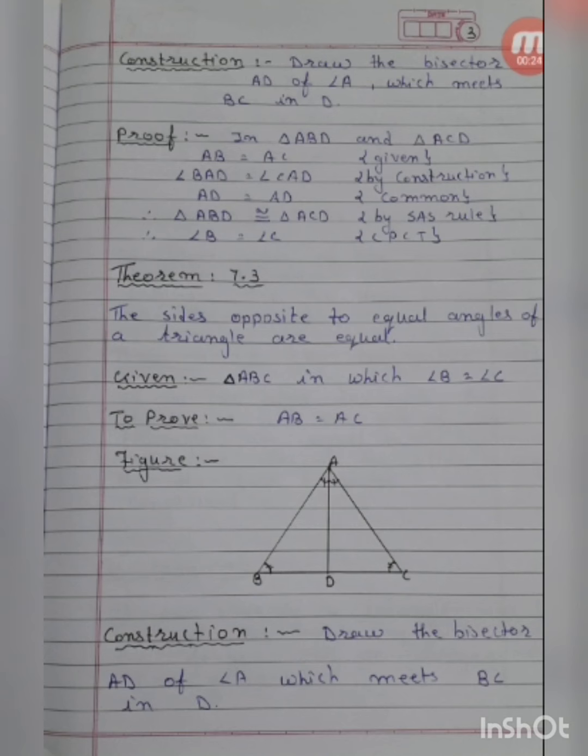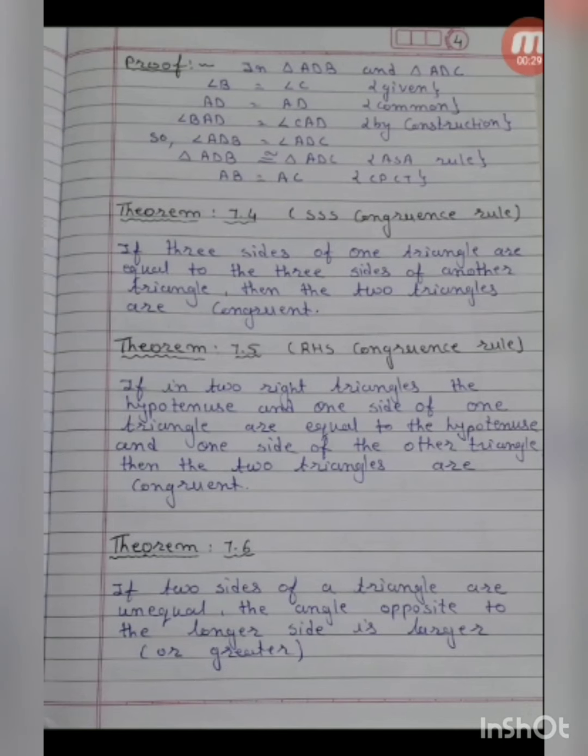Now construction: draw the bisector AD of angle A which meets BC at D. Proof. In triangle ABD and triangle ADC, angle B is equal to angle C given, AD is common, angle BAD is equal to angle CAD by construction. So we can write that angle ADB is equal to angle ADC. So we can prove here triangle ADB congruent to triangle ADC by the angle side angle rule. So we can write AB is equal to AC by CPCT.